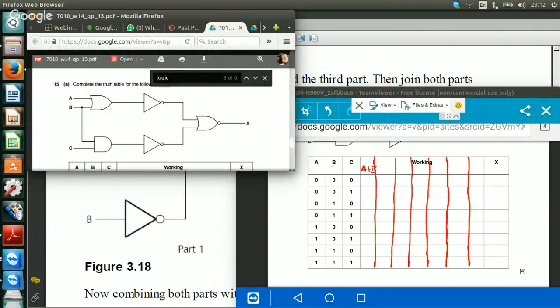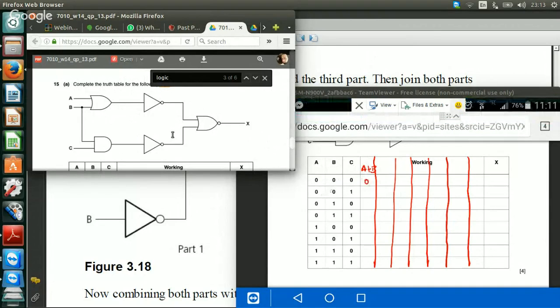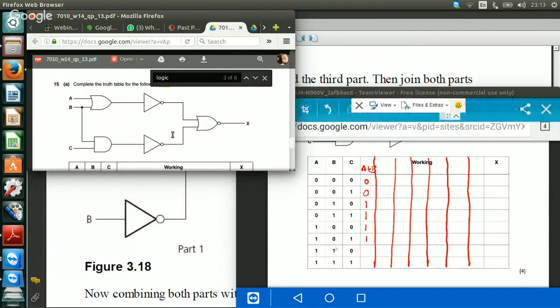I'm using both screens: this one is for the question, this is for the truth table, and this is for the answer. So A and B, this is the OR case, which is the reason for A plus B. What happens in the OR case? If any of the inputs is 1, the output will be 1. If both inputs are 0, the output is 0. Here B is 1, so 1. If you're not getting this, you can go to lecture 1 and look into how the OR gate works.